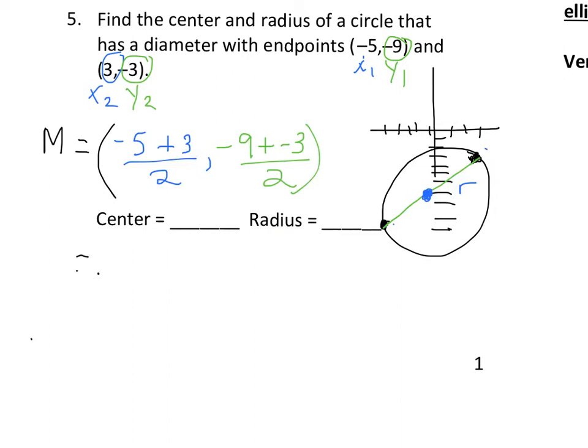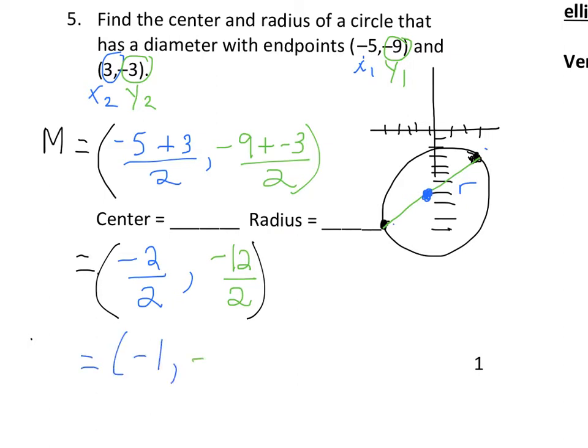And now we just need to reduce this. We're going to get -2 over 2 and -12 over 2. And when you simplify those, you get -1, -6. And that looks reasonable. That looks like it's about -1, -6. Great. So we have the answer for the center, -1, -6.